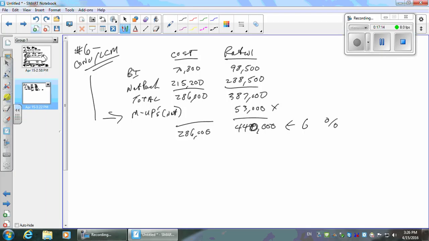So we got 65%. So what I'm going to say is my inventory at cost is 65% of my inventory at retail. That's an important percentage, that cost of retail percentage, right? Okay, it's just cost divided by retail, that's all it is. All right. What do I want to subtract from that?